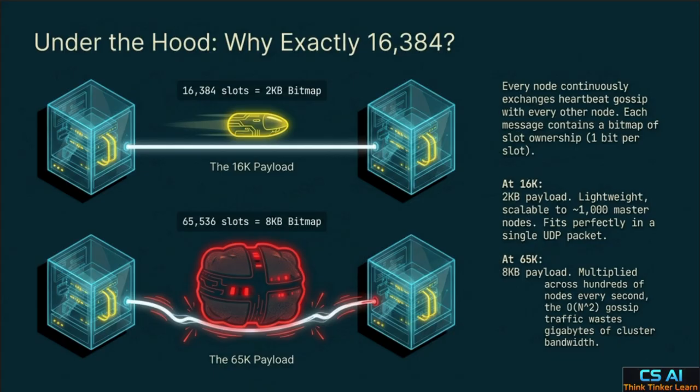Why exactly 16,384 slots? It comes down to gossip protocol efficiency. 16,384 slots fit into a 2 KB bitmap. Every node in the cluster constantly gossips its view of the world to every other node. A 2 KB payload is small enough to fit into a single UDP packet and scales well to about 1000 master nodes. If they used 65,000 slots, that 8 KB payload multiplied by hundreds of nodes would waste gigabytes of cluster bandwidth on gossip traffic alone.